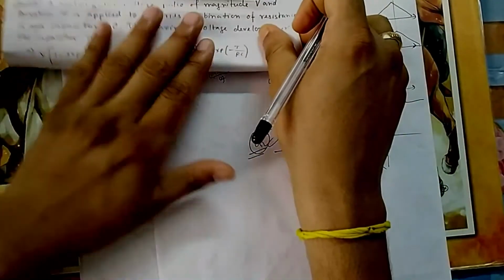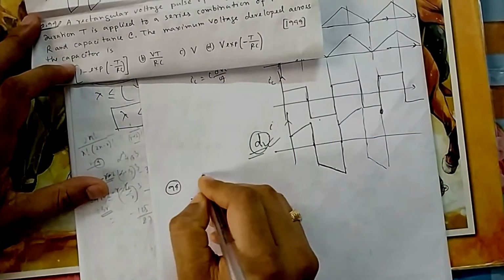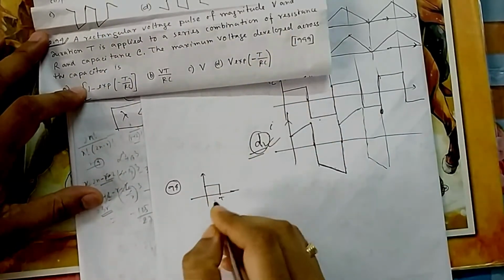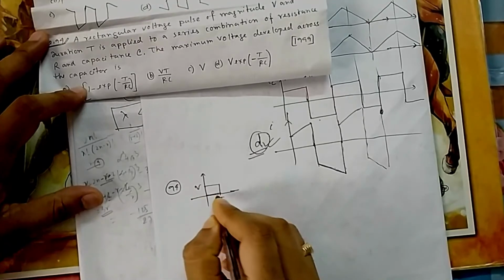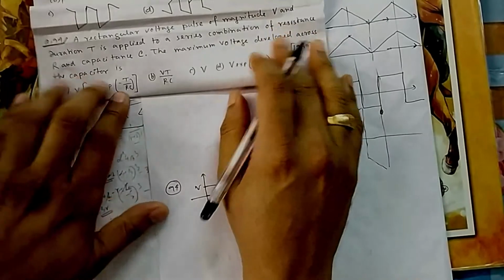A rectangular voltage pulse of magnitude V and duration T is applied to a series combination of RC. What is this? A rectangular voltage pulse. This type of voltage pulse is given up to T. A rectangular voltage pulse of magnitude V, duration T. The duration is T, up to this much only. Up to this only they have applied, and the series combination of RC, maximum voltage.